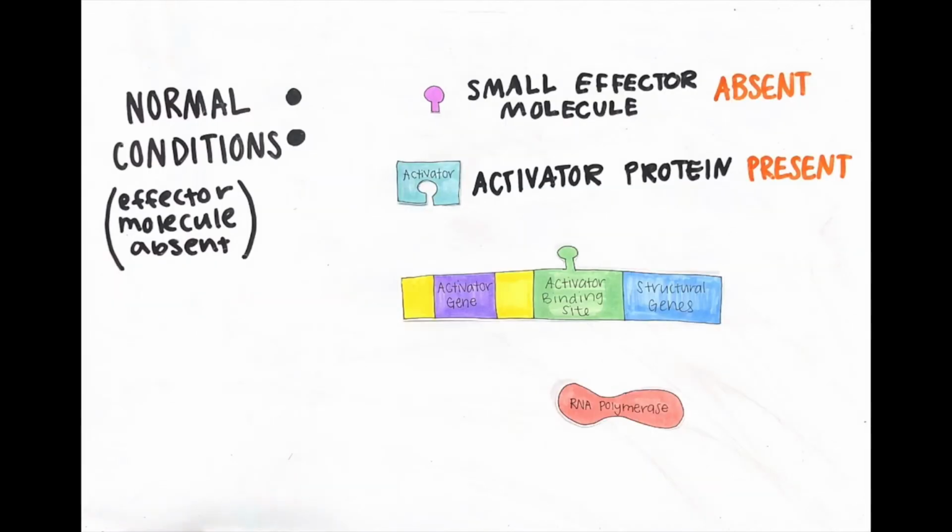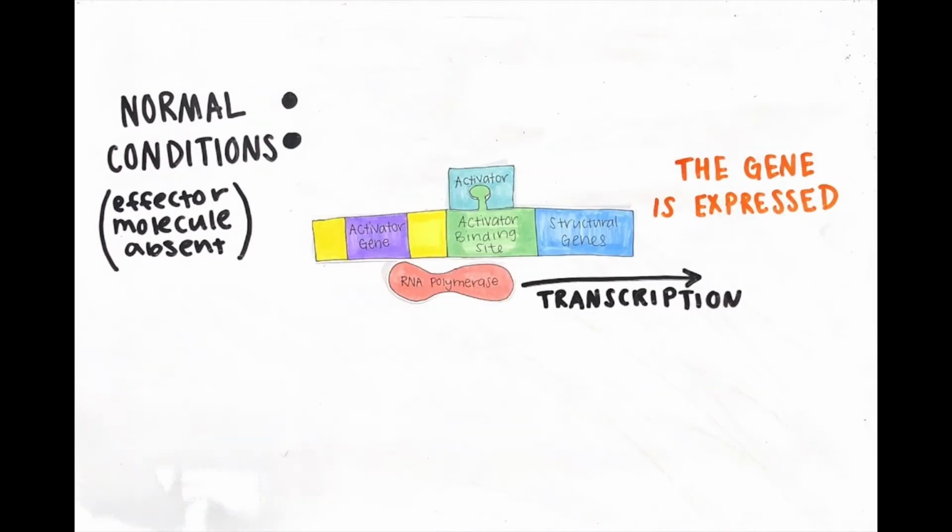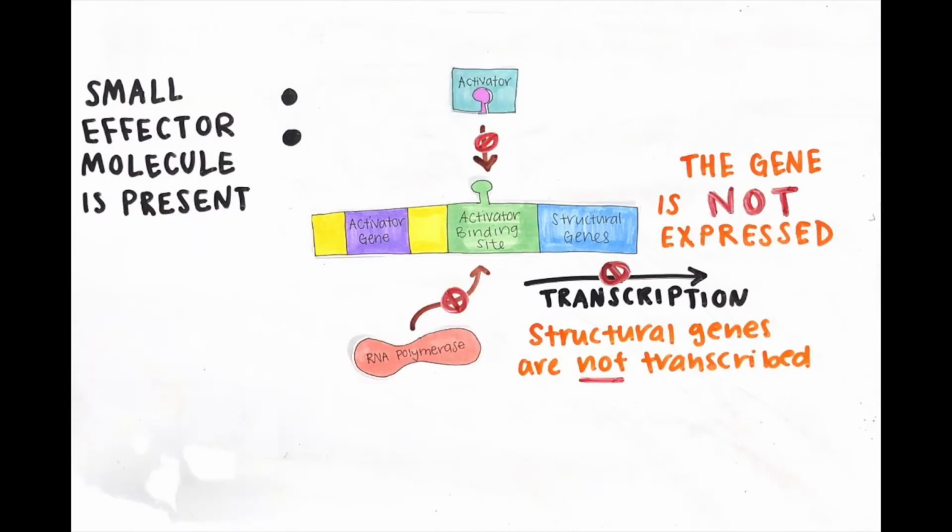When the small effector molecule or inducer is absent, the activator protein can bind to the DNA and signal to the RNA polymerase to begin transcription, expressing the gene. When the small effector molecule or inducer is present, the activator protein is inhibited from binding to the DNA, leaving the RNA polymerase unable to bind to the promoter to start transcription, resulting in the gene not being expressed.